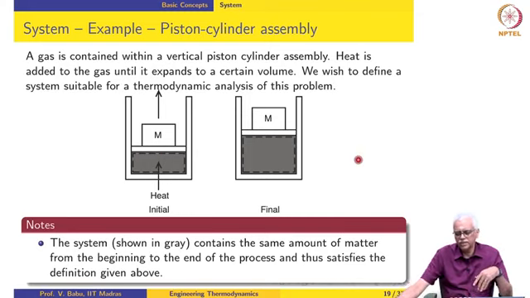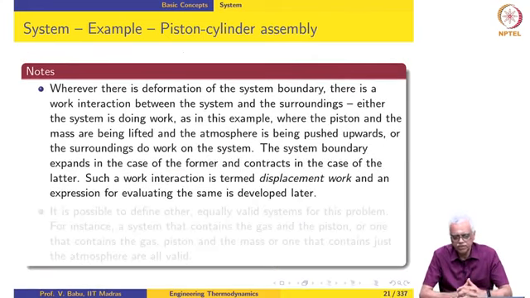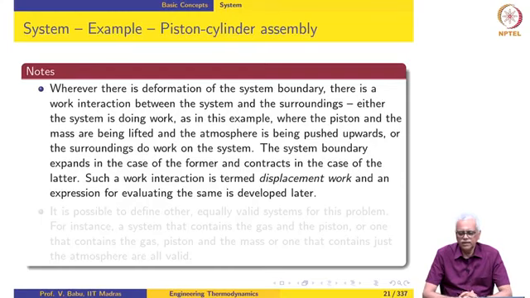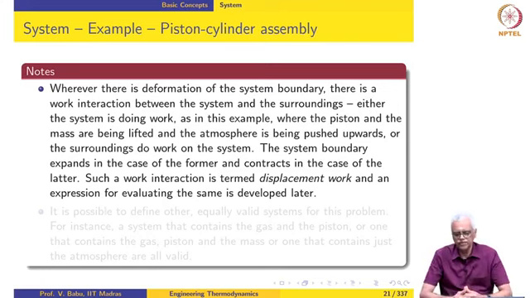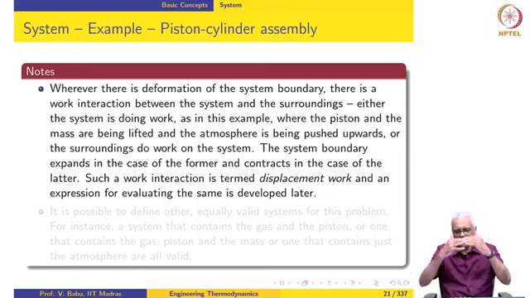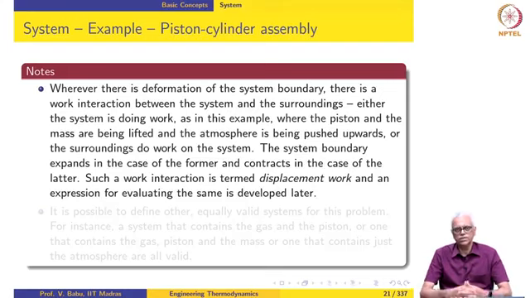So that is very important, and let us just summarize that here. So either the system is doing work, as in this example where the piston and the mass are being lifted and the atmosphere is also being pushed upwards, or if the piston comes down, or if the system boundary contracts, then that means the surroundings are doing work on the system. We will look at all this with several examples so that these subtle ideas become clearer.